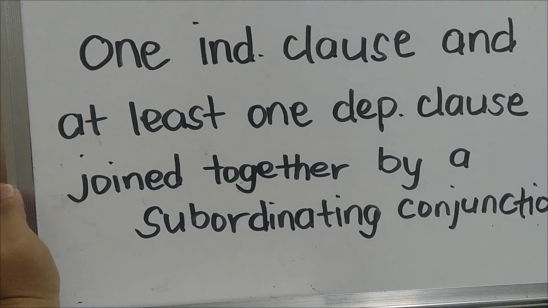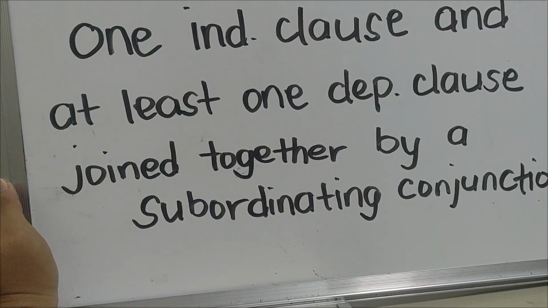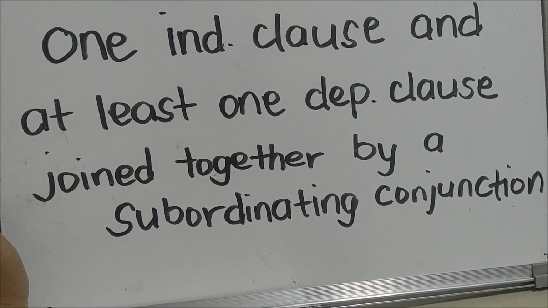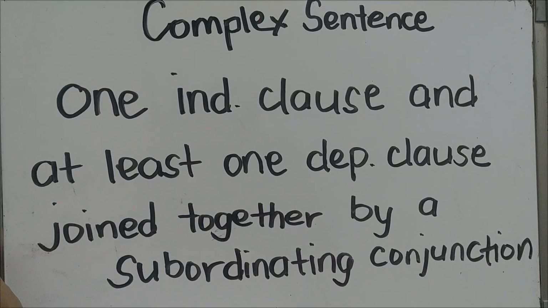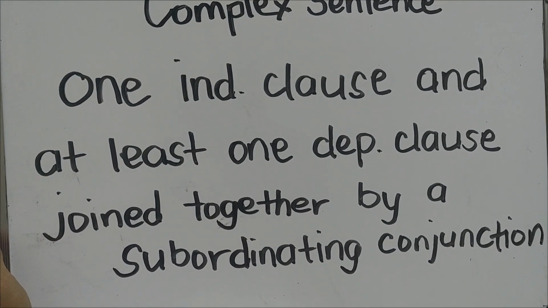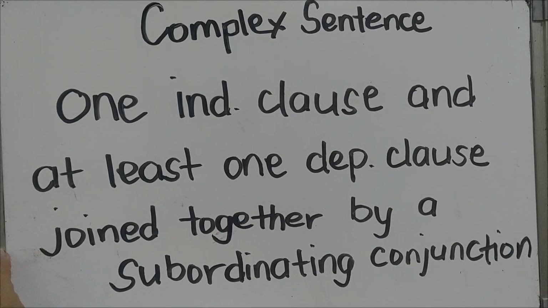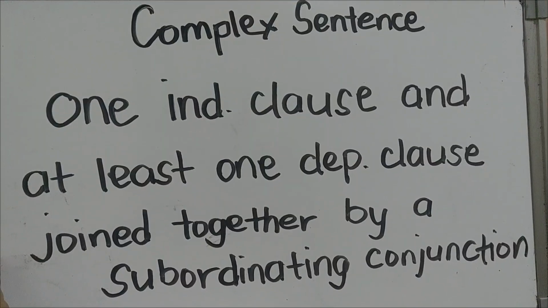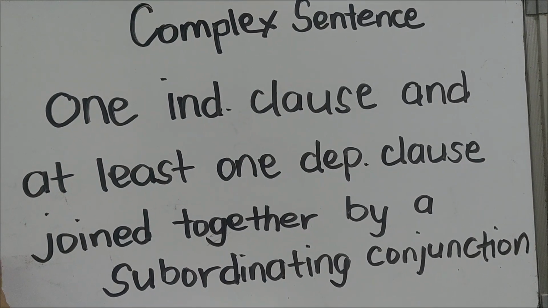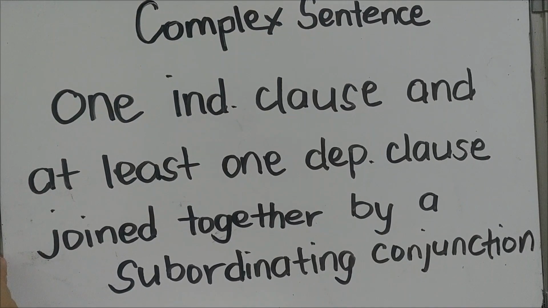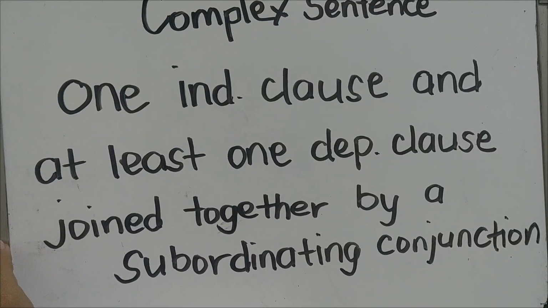Alright, so moving on to the next sentence variety. Coming from a simple sentence and a compound sentence, now we're going to look into complex sentences. If a simple sentence is composed of one independent clause and a compound sentence is composed of two independent clauses, a complex sentence is composed of one independent clause and at least one dependent clause.